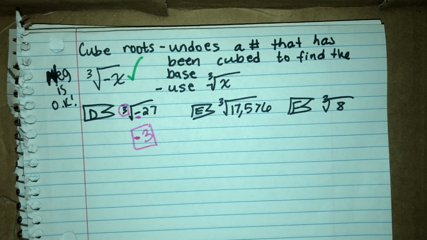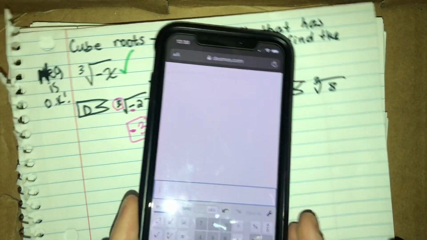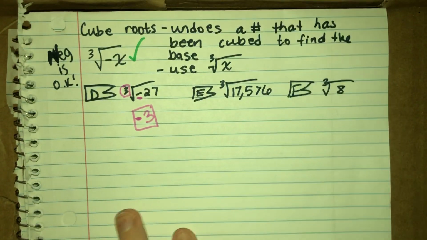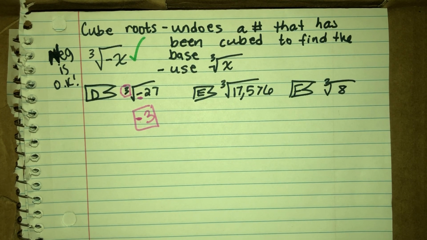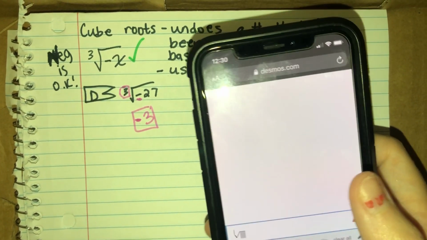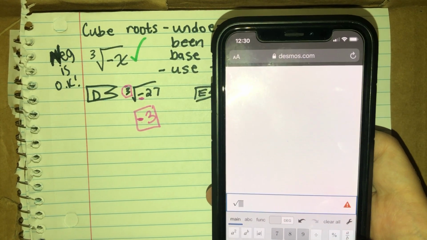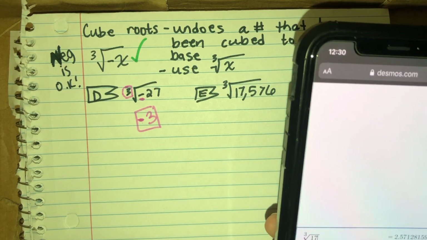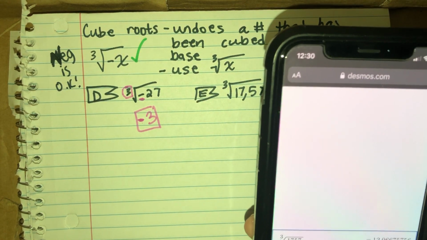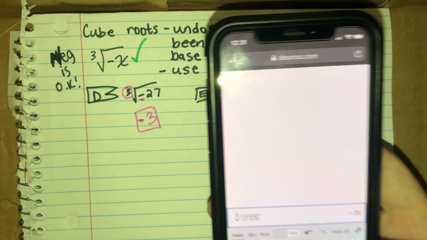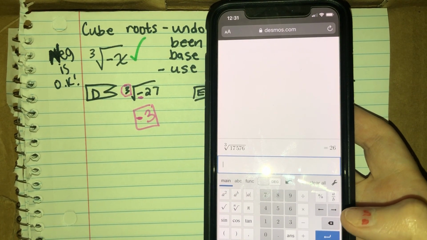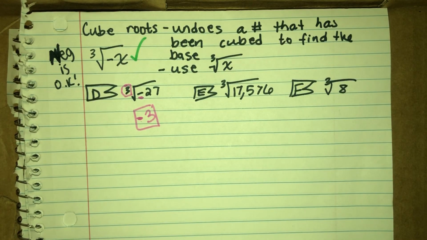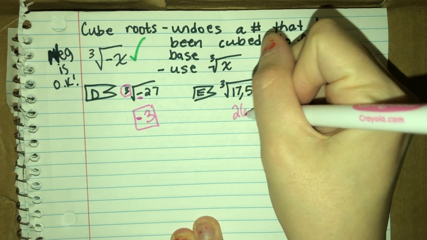This one right here, you could go ahead and put that in your calculator. I don't know that one off the top of my head. So it looks like in Desmos, when you press this button, you could put the 3 in for the cube root and then the whole number. So 17,576. And then you would press enter and you would get 26. I think that answer may have been spoiled on the actual notes page.